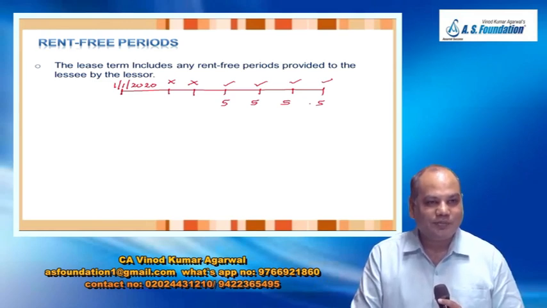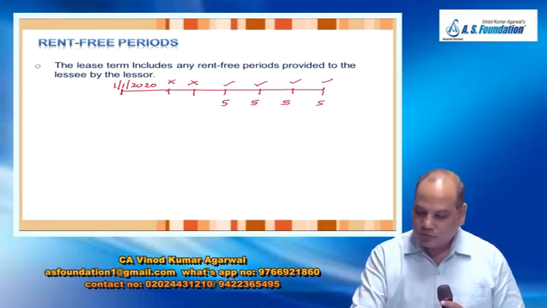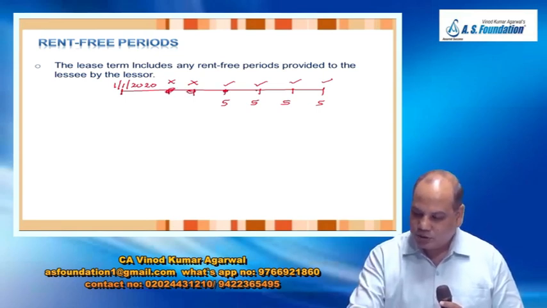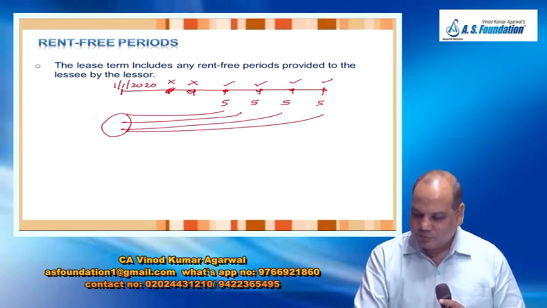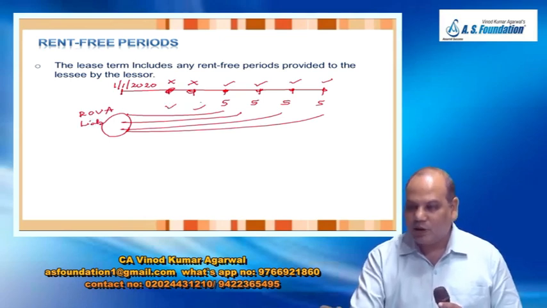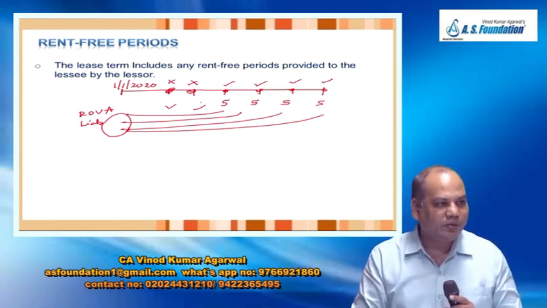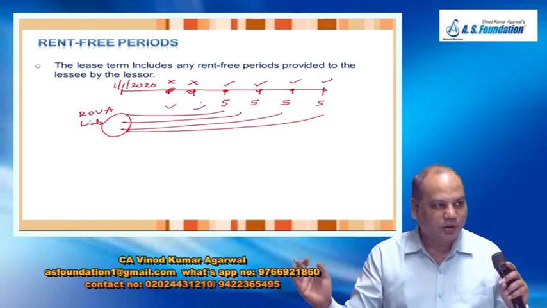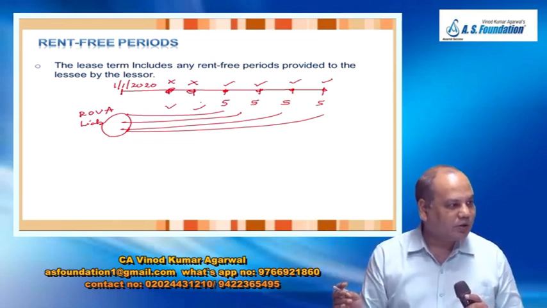What is my lease term? Lease term 6 years. 1, 2, 3, 4, 5, 6. So I will calculate the present value of this. This will give me right of use asset and liability value. Next 2 years what will happen? Only the interest will be accounted. No payment entry will be made. Okay, but that calculation will involve 6 years.